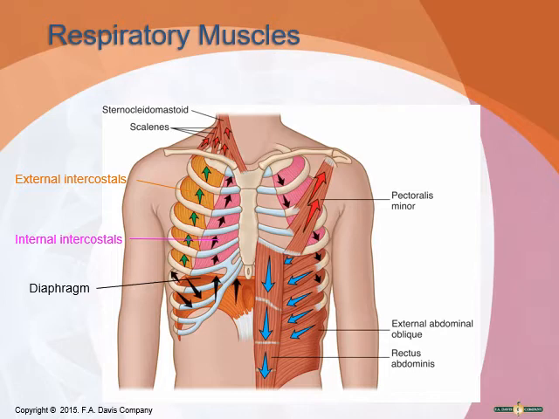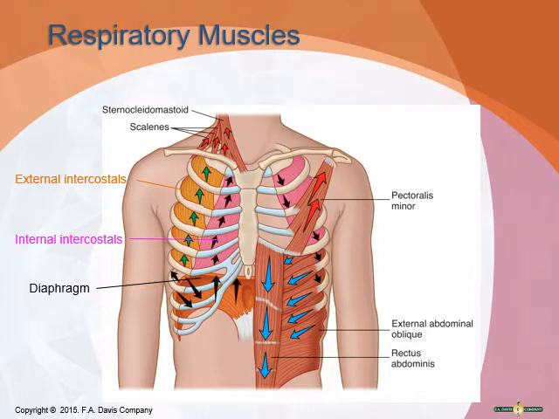Also during inspiration, the external intercostal muscles, the ones that are in between the ribs, they will pull the ribs upward and outward as they widen the thoracic cavity. The internal intercostals help out a little bit here as well.